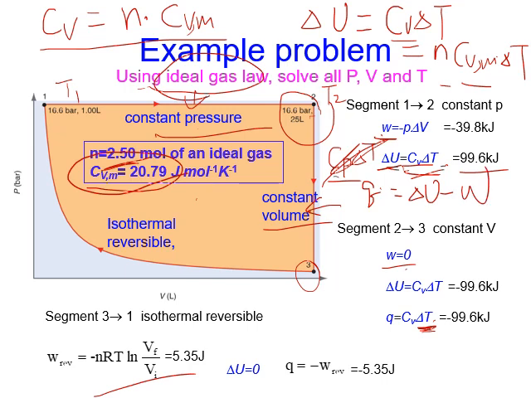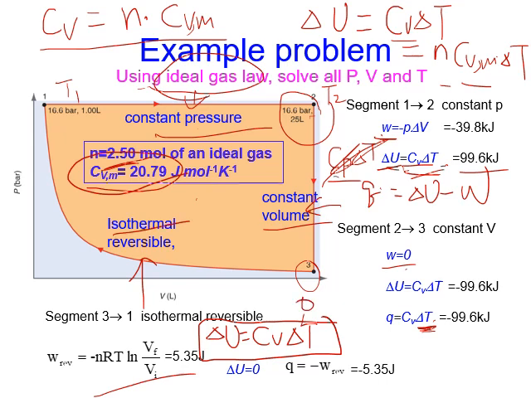Okay, and for isothermal expansion, you can still use delta U equals CV delta T. Remember, CV delta T is always true if it's an ideal gas. So for isothermal, it's still CV delta T, but delta T is 0 because it's constant temperature. As long as the temperature is constant, delta T is 0 and delta U will be 0. And then use the first law. So Q will be negative W, and W is calculated. Similarly, for constant pressure, Q can be calculated.